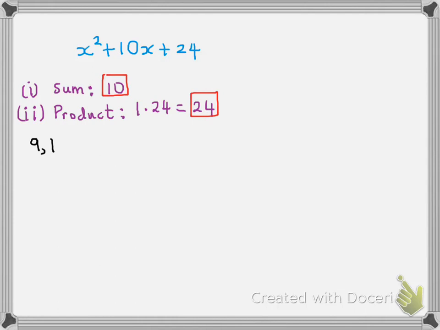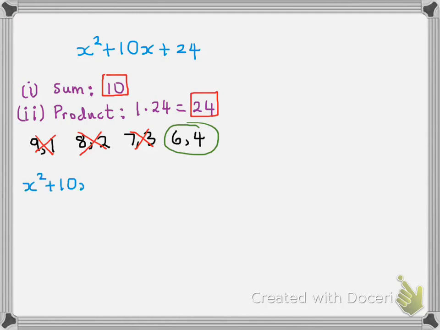9 and 1 add up to 10, but 9 times 1 is not 24, so that's not going to work. 8 plus 2 is 10, but 8 times 2 is not 24, so that's not going to work either. 7 plus 3 is 10, but 7 times 3 is 21, not 24, so that's not going to work either. But 6 plus 4 is 10, and 6 times 4 is 24, so that's what we're looking for. This will work just fine.